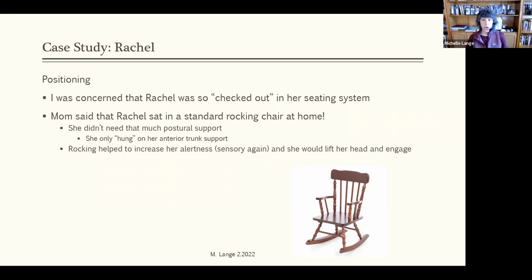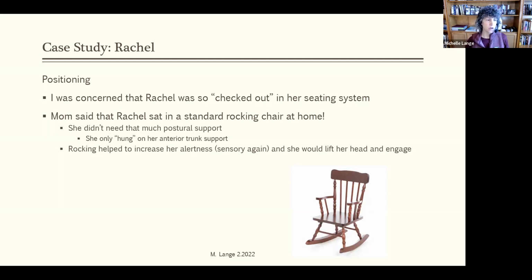So she would lift her head even though she did not have any functional vision, and she would be much more engaged. Well, this was very interesting information, and I knew that we needed to re-look at what was the best positioning for Rachel so that she could be as engaged as possible when she was in her manual wheelchair.